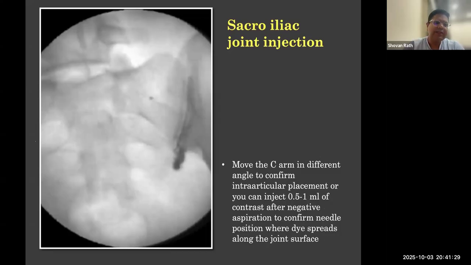And many a times this is also diagnostic, because whenever it is inflamed, whenever you put the drug, the patient will be shouting a lot. Because it is painful, the injections are a bit painful if there is an inflamed joint. Again, if it is positive, later on we can go for a radiofrequency ablation of the joint also. So from L5 to S1, S2, we can do a 3-point radiofrequency ablation of the lateral branches.